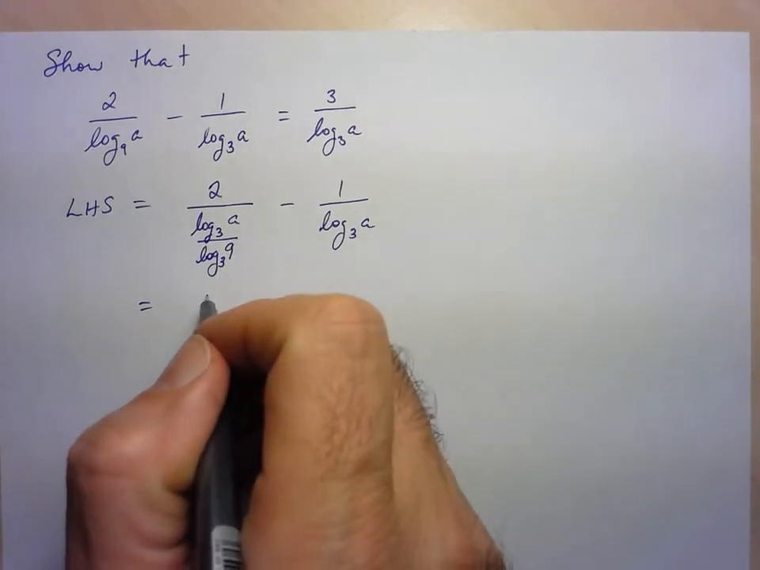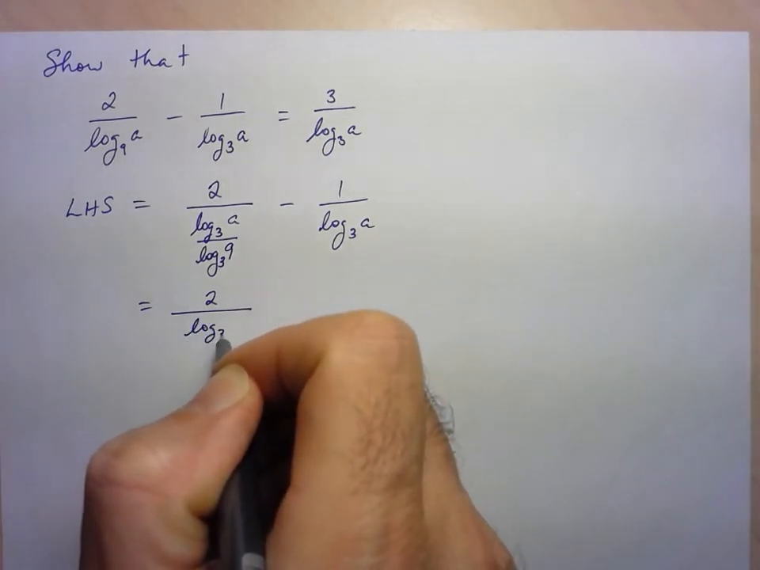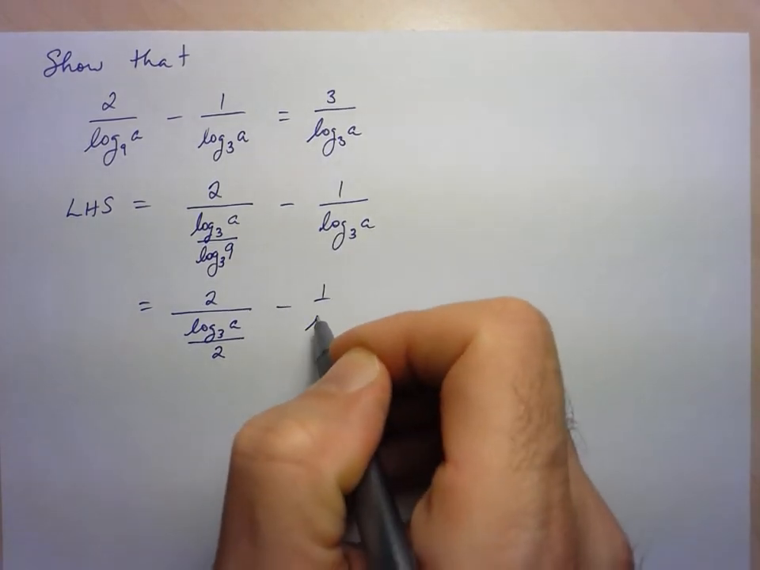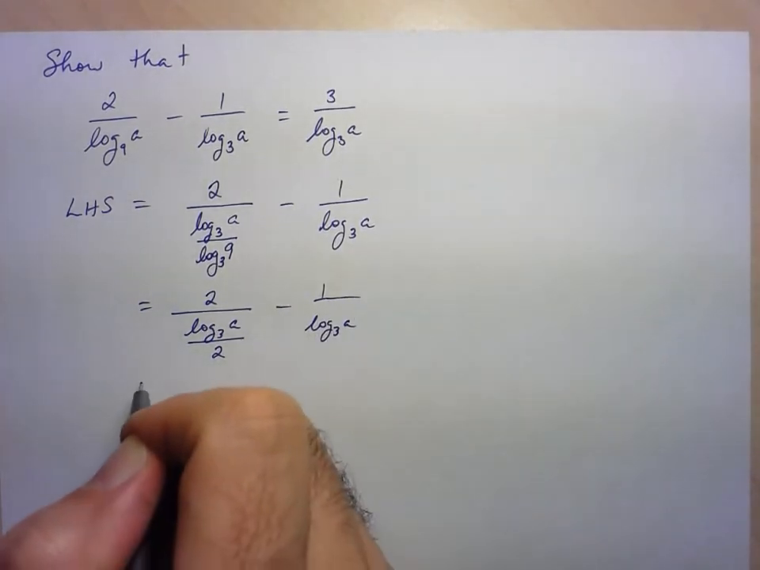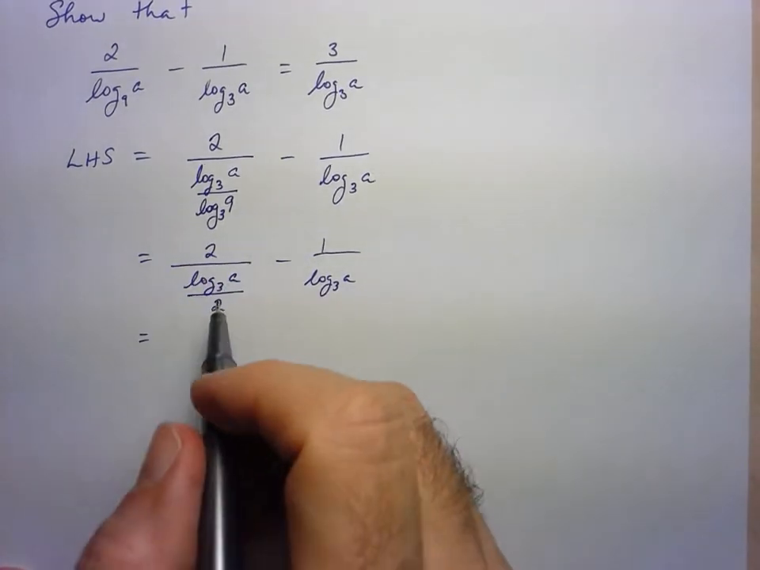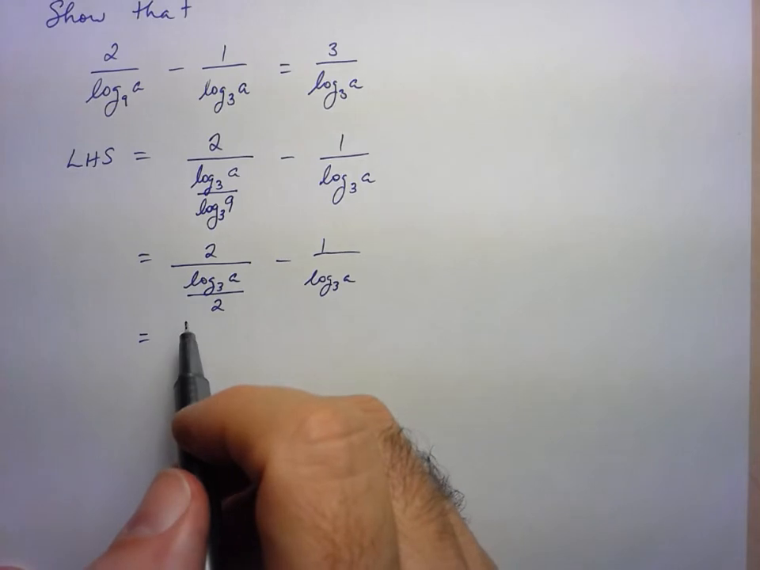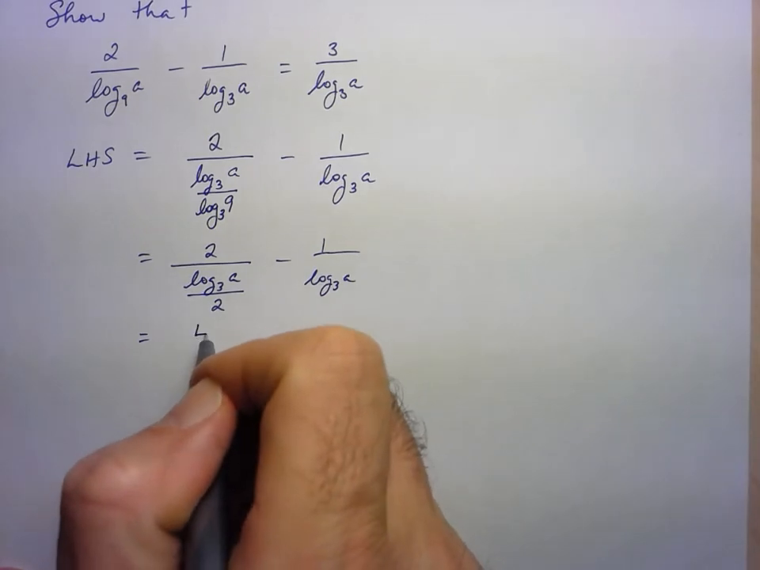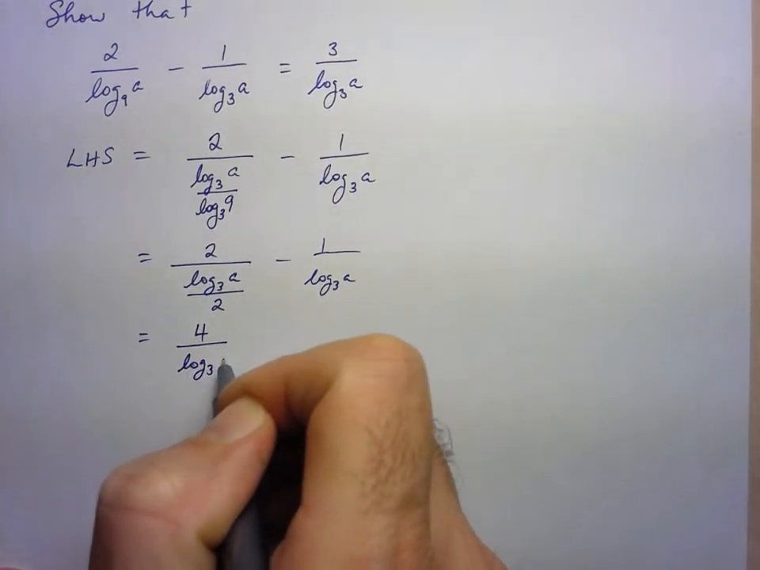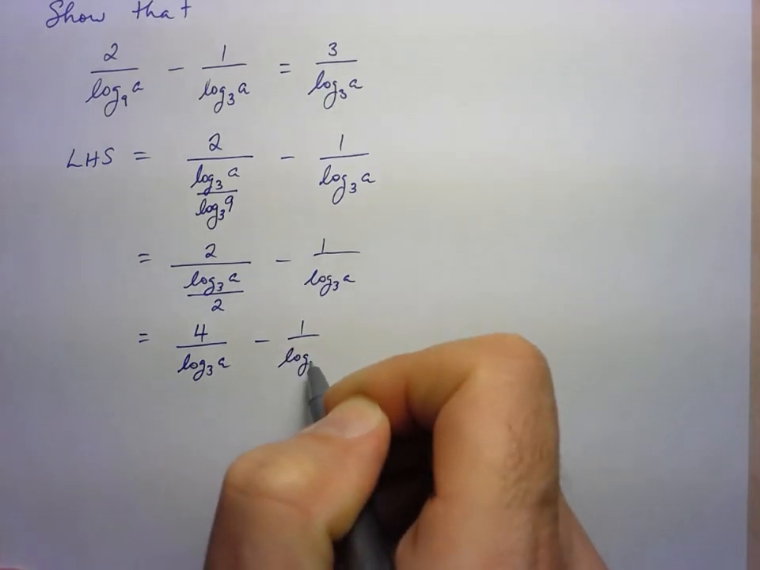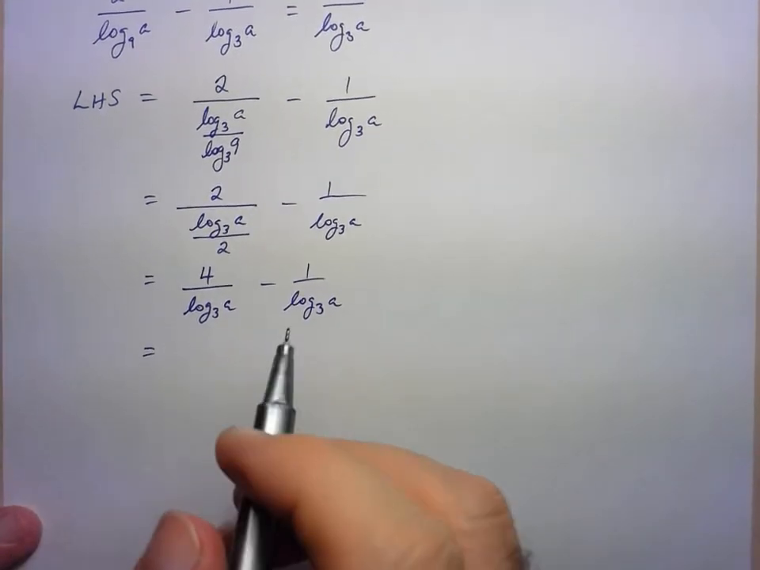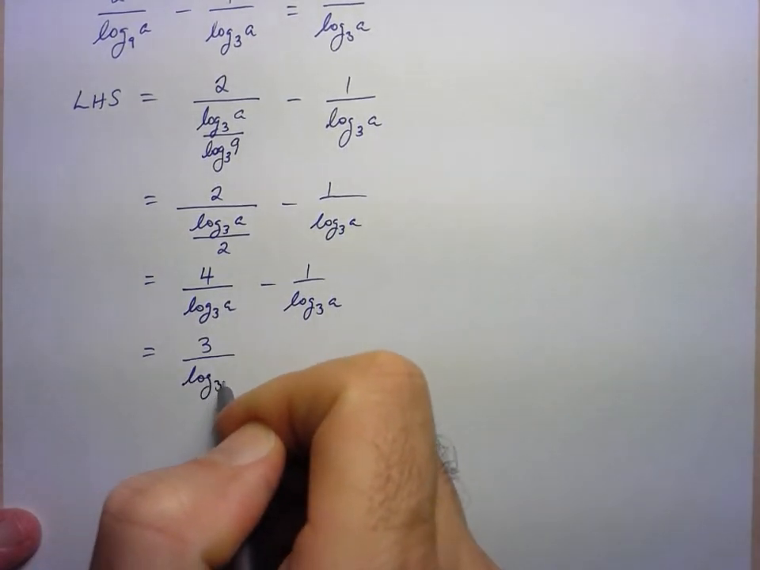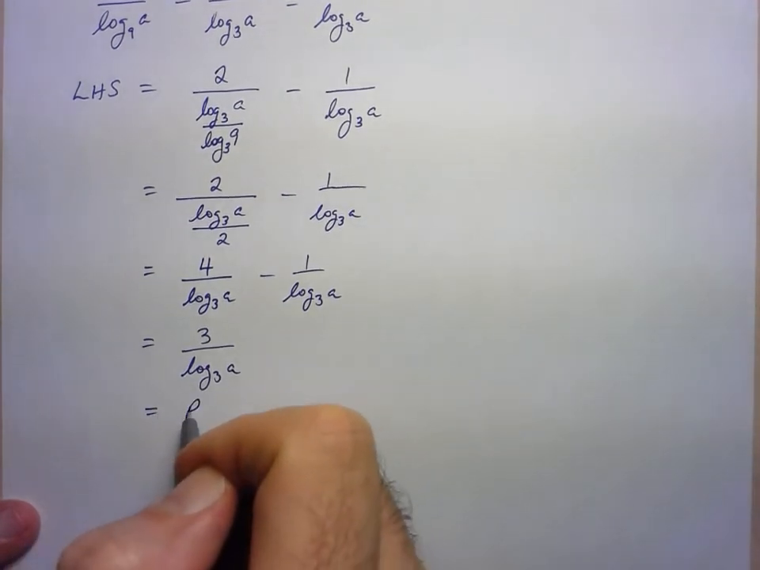calculate. Okay, so this becomes 2 over log base 3 of a, and log base 3 of 9 is just equal to 2. And so now it's just about doing some simple algebra. So here dividing by a fraction is the same as multiplying by the reciprocal. So this is 2 times 2 over log base 3 of a. So that's just going to give me 4 over log base 3 of a minus 1 over log base 3 of a. And of course, that's just going to be equal to, since we've got a common denominator, 3 over log base 3 of a, which is exactly equal to my right-hand side.